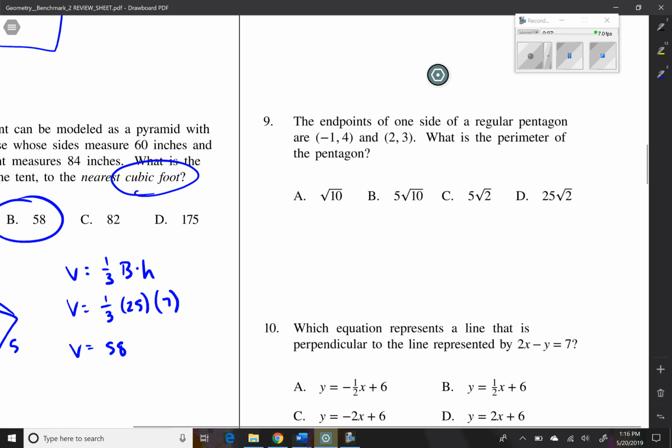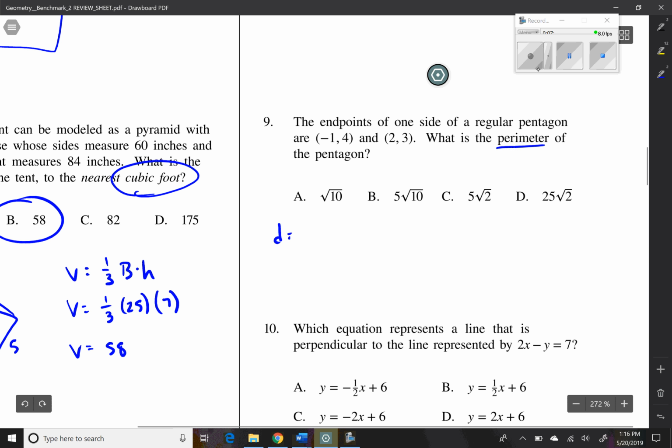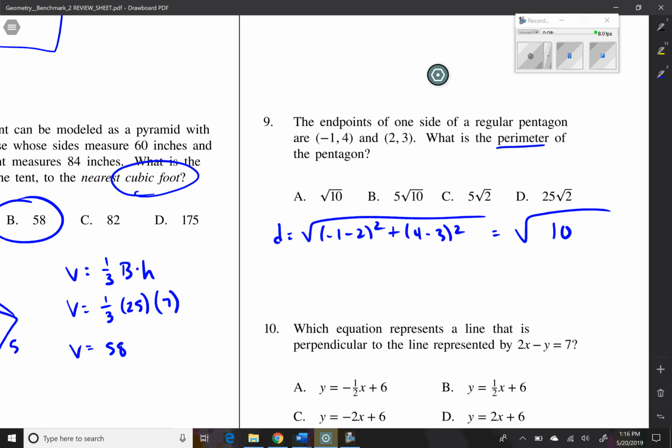The endpoints of one side of a pentagon are these 2 points. I need to do the distance formula here because I want perimeter, I want distances. So if I do the distance formula here, I'm going to say -1 minus 2 squared plus 4 minus 3 squared. So we wind up getting 9 plus 1, so the square root of 10. Now there are 5 sides in a pentagon, so there's 5 square roots of 10.